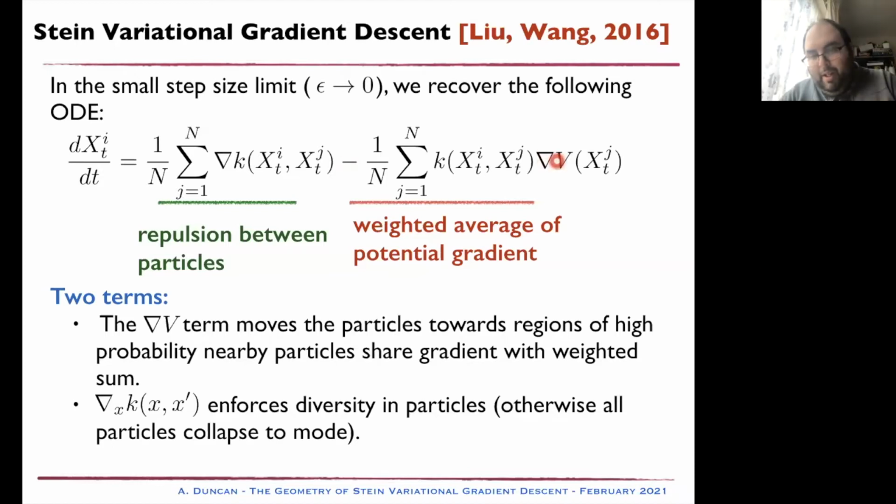minus grad pi, and that's actually the gradient. So minus grad pi is actually gradient of log pi, basically. So what this is doing, it's basically moving particles towards the modes of the distribution. So it's going to push you towards the local mode, depending on which basin of attraction you're in. This term, however, on the other hand, what it's doing, it promotes repulsion.